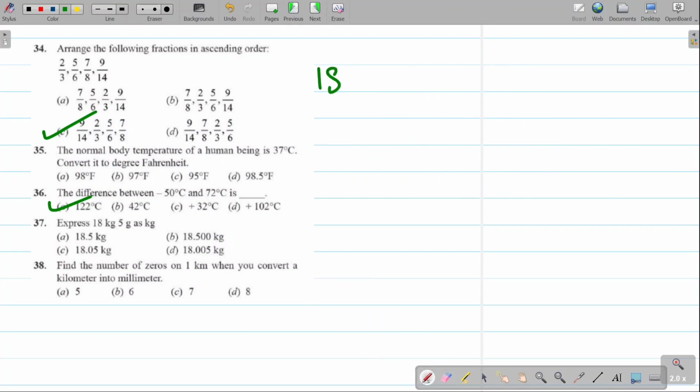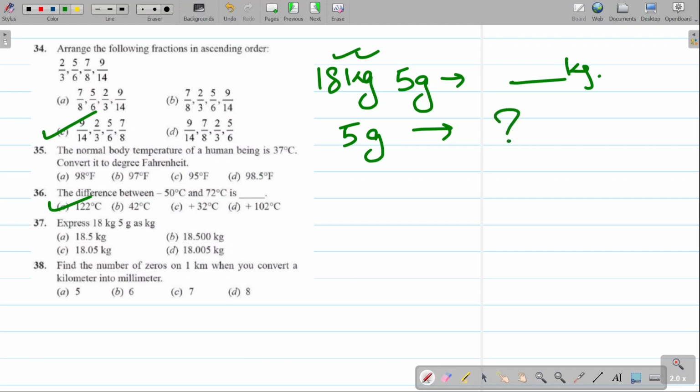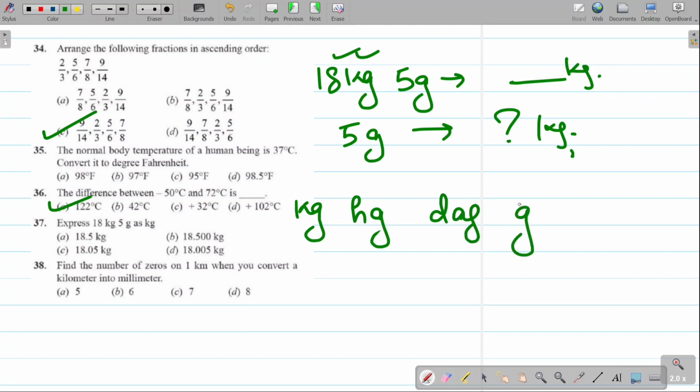It says express 18 kgs and 5 grams into kgs. So this 18 kg is already in kg, so there's no need to convert this. We need to convert this 5 gram into kgs. In this situation, I will write the units first. So we have first kilogram, then hectogram, after that we have decagram, and finally we have gram. So we have to go from a smaller unit to a larger unit. So we'll divide by 10. How many times? 1, 2, and 3. 3 times.